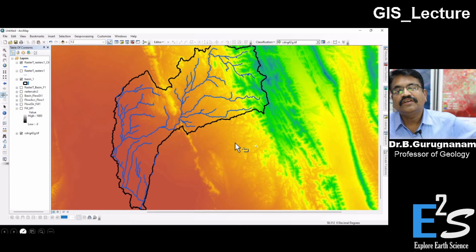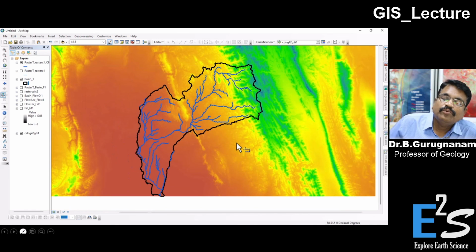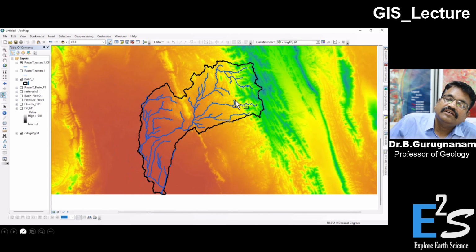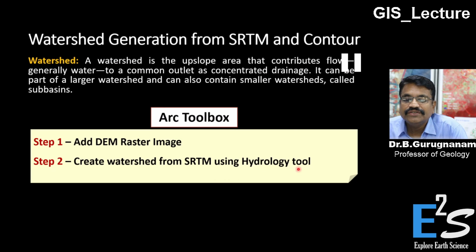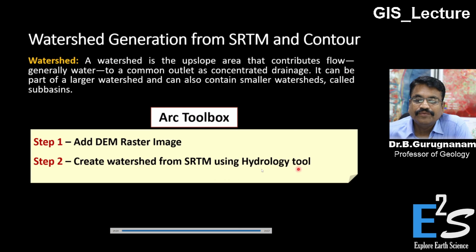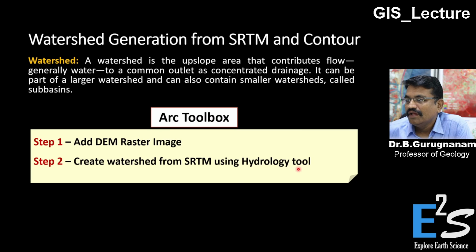And you can also drape over the SRTM data, and this will also give you which area is plain and which area is not plain. So with this, the exercise on the creation of a watershed from SRTM using the hydrological tool comes to an end. Thank you very much.